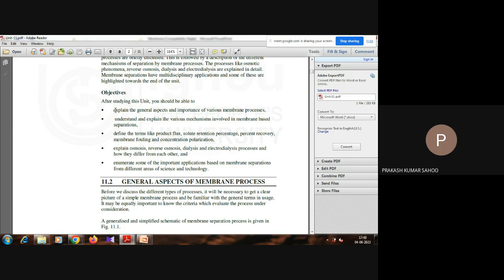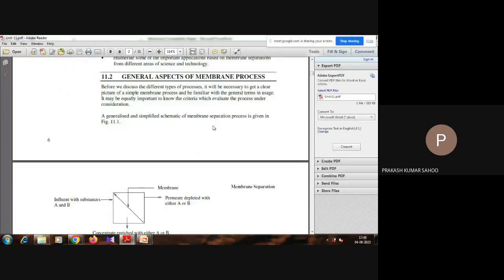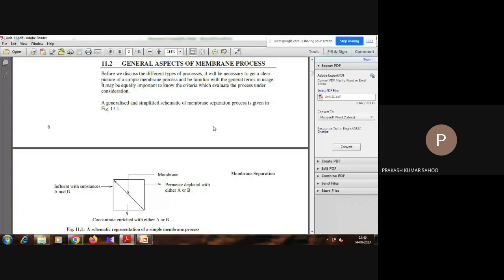So we will have broad, basic knowledge on these parts: the different aspects and importance of membrane process. It will also involve what membrane-based separation is, what is flux, solute retention percentage, percent recovery, membrane fouling, and concentration polarization. Then we have the mechanism of osmosis, reverse osmosis, dialysis, and electrolysis. And the last one, the general applications. So we have these things now.